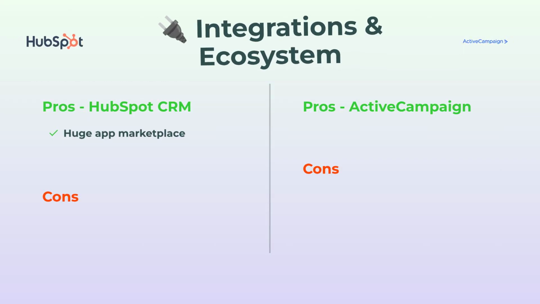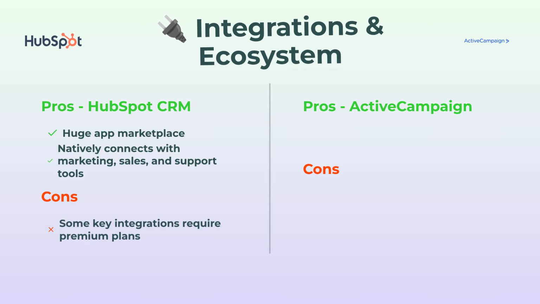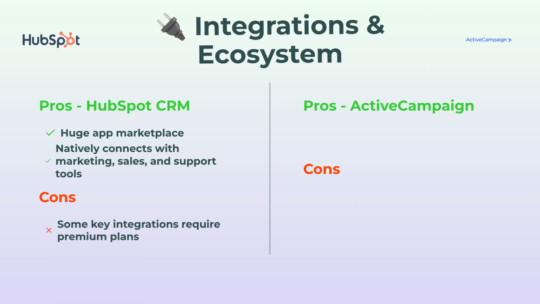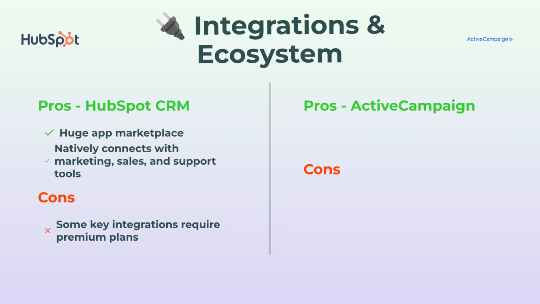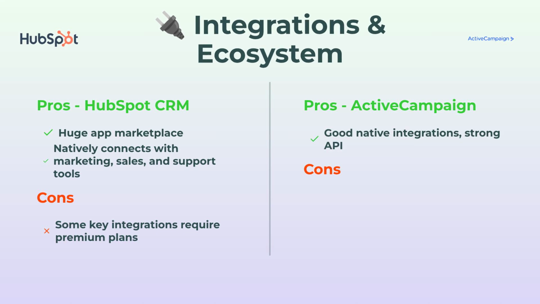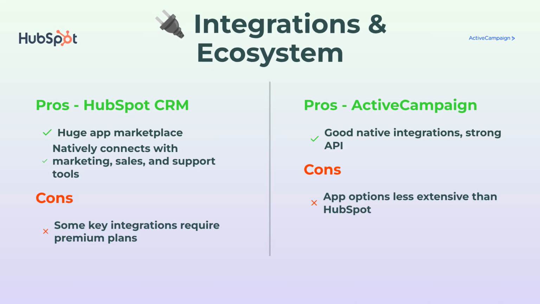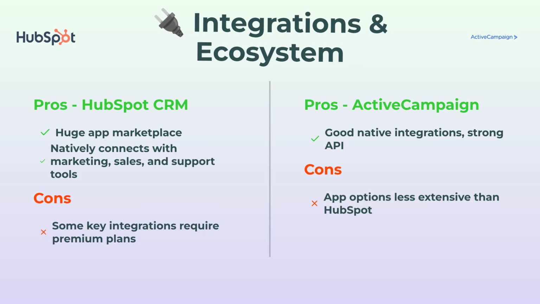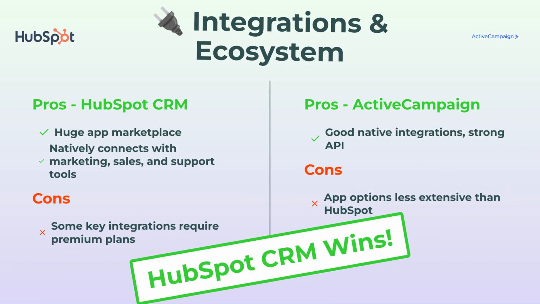Let's talk integrations and ecosystem. I mean, honestly, HubSpot's app marketplace is huge. Need to connect marketing, sales, support? So easy, and you probably won't run out of options. Fair warning, some integrations hide behind premium plans. ActiveCampaign does solid, and their API is strong, but selection-wise, it's just not as packed. Super close race, but HubSpot pulls ahead.